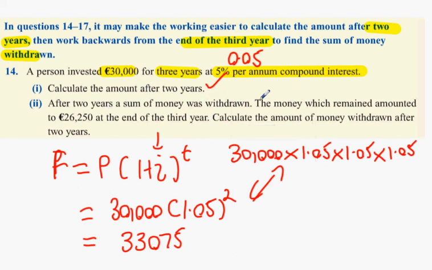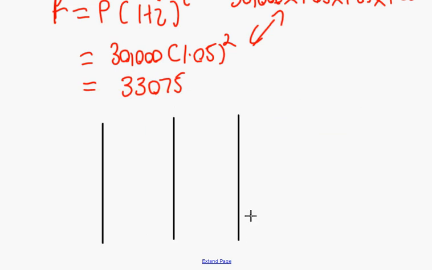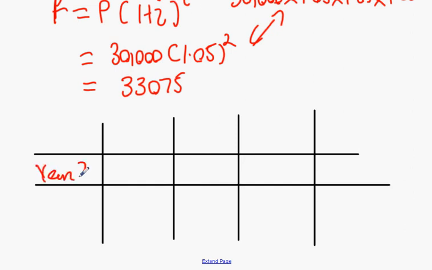After 2 years, a sum of money was withdrawn. The money which remained amounted to 26,250 at the end of the third year. Calculate the amount of money withdrawn after 2 years. So here's what happens. If we zoom in on our potential chart that we would have had, what we would have had was year 2 would have been here, followed by year 3. Now, what happened was, this is start, this is finish. So, at the end of year 2, everybody looking?